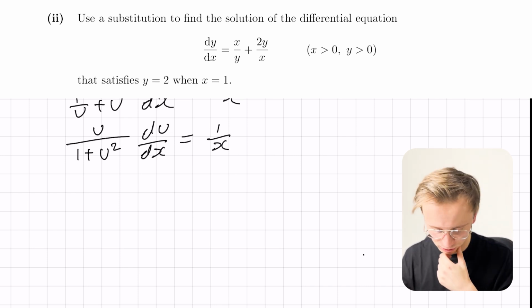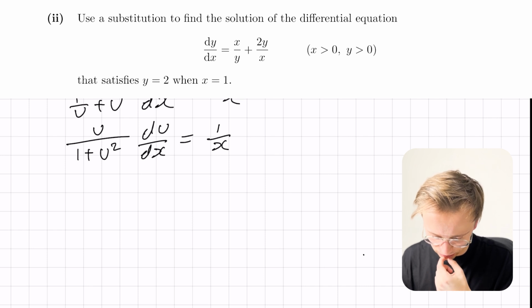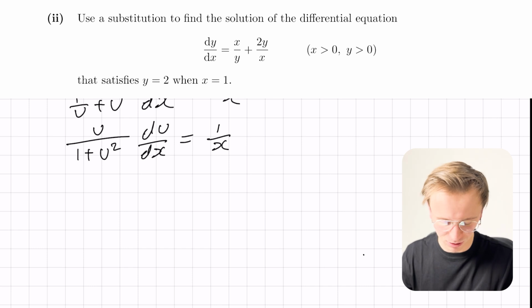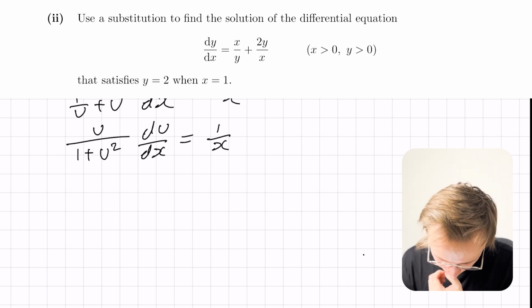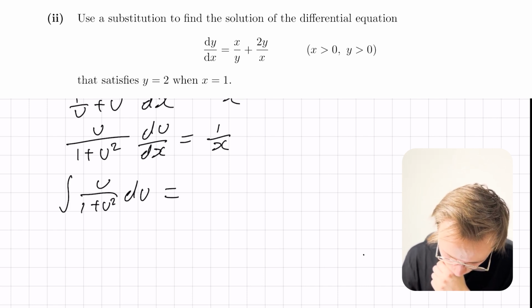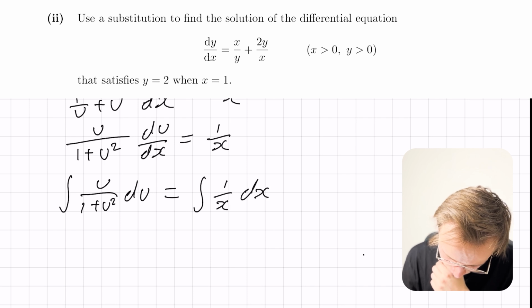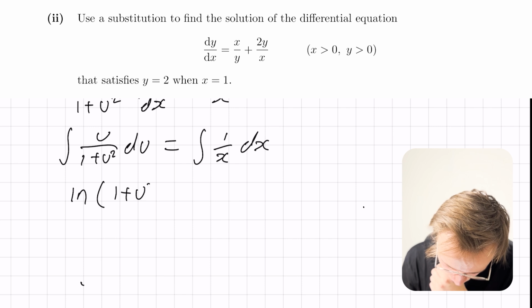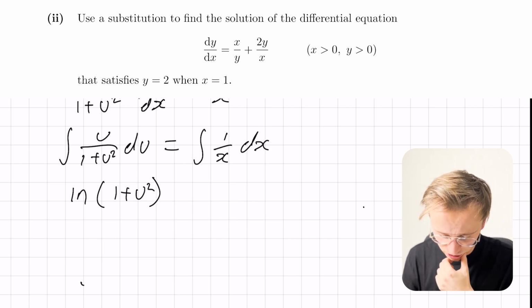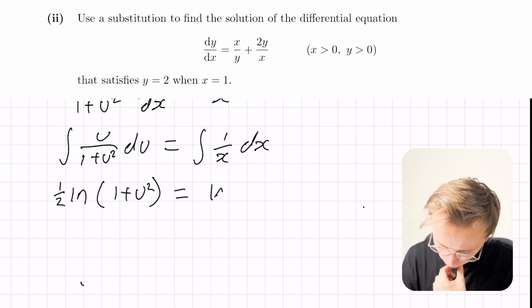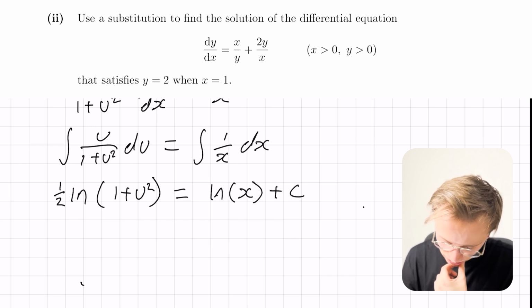Oh, okay. So I know how to solve this because it is inverse chain rule. I like to call this integration by guessing, because you kind of guess the solution and then work out what it will be. So once I integrate, this equals the integral of 1 over x dx. So you end up with ln of 1 plus u squared, and if I differentiate this, I'll get 2u, so I want a half at the front, equals ln x plus c.